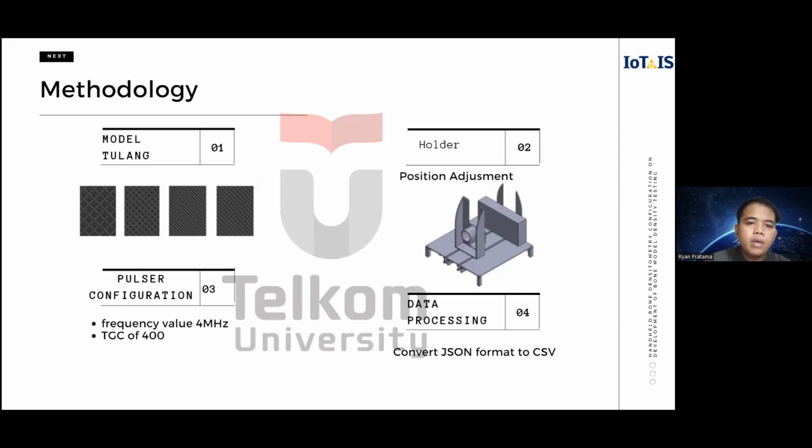Okay, next, we have the holder part, which has a crucial role in achieving stability during data collection. The holder is designed using the position adjustment method to ensure that the transducer can capture data with high precision on the bone model. By using the position adjustment method on the holder, we can ensure that the position of the transducer is always optimal to obtain accurate data. This is important to maintain the consistency of measurement results throughout the experiment.